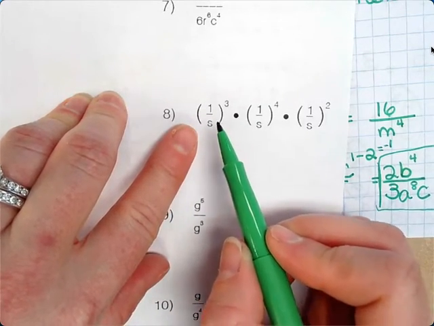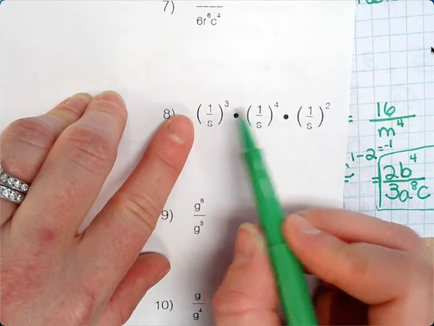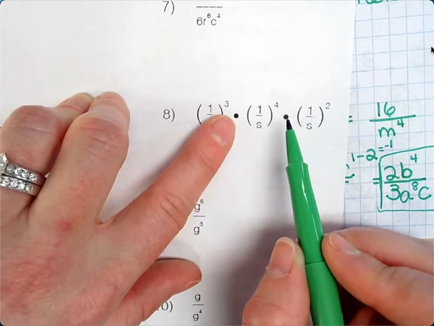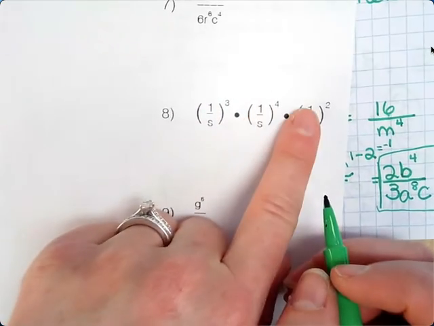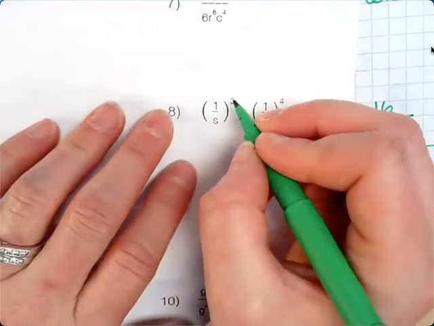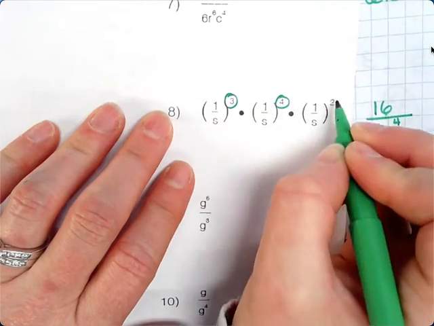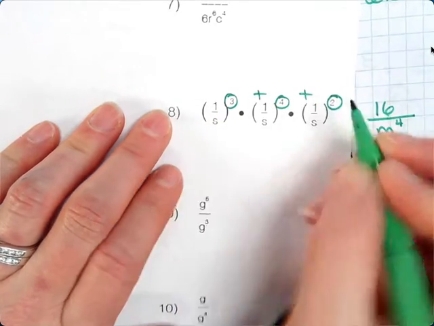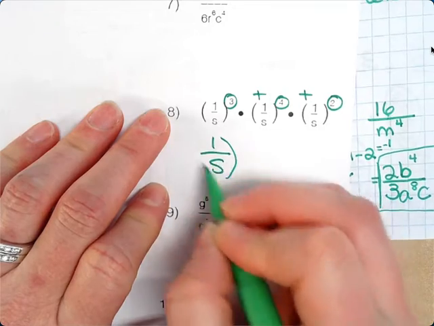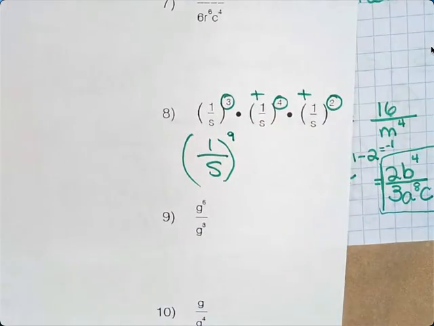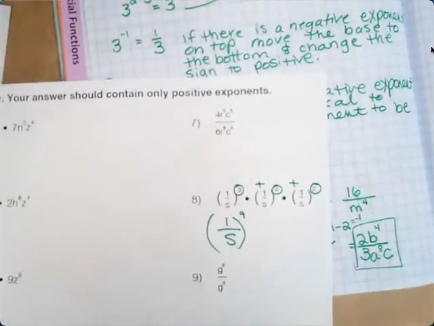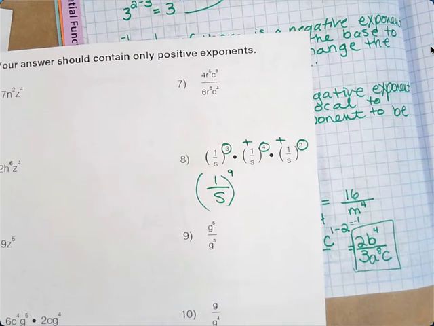These are just fractions raised to powers, but it's still multiplying. It's like a to the 3rd, a to the 4th, a squared. What do we do with these exponents? Add, exactly. So it'll be 1 over s to the 9th power. That's it. Make sure you keep that parentheses around it. Okay, so your homework tonight is just to finish the rest of this and turn it in.